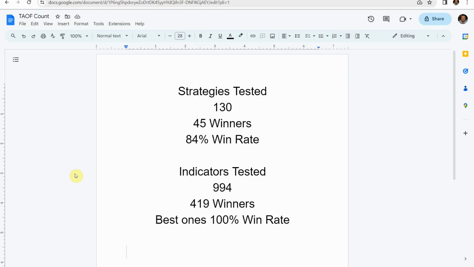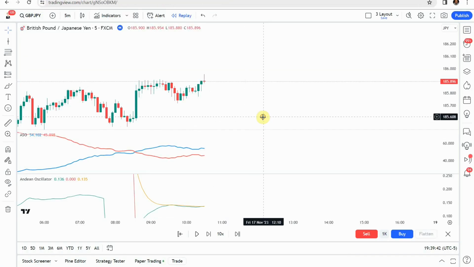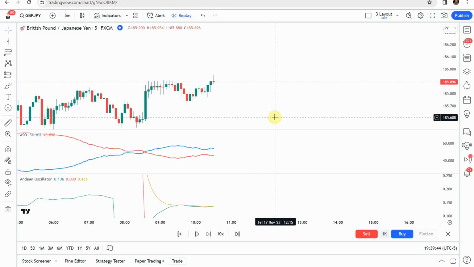We have also tested a total of 994 indicators, with 419 of them being winners. Now keep in mind that we test most of these indicators and strategies on the Forex and crypto market, but they can be applied to just about any market and time frame universally. Okay, so today we are testing a 5-minute scalping strategy.